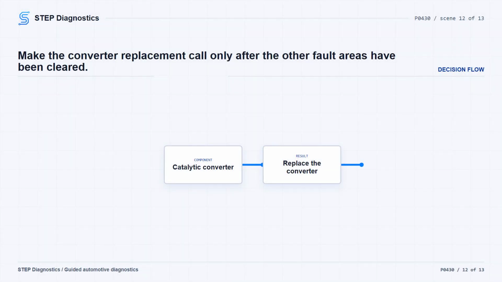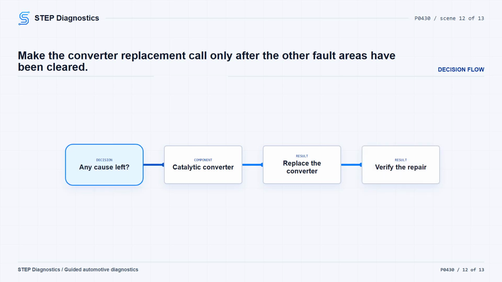If the code returned, O2 sensor signal and heater faults are not driving the test, the converter is not visibly damaged, there are no exhaust leaks, no engine mechanical condition is present, and the sensor replacement history does not point to an aging upstream sensor issue, the remaining diagnostic action is to replace the catalytic converter.